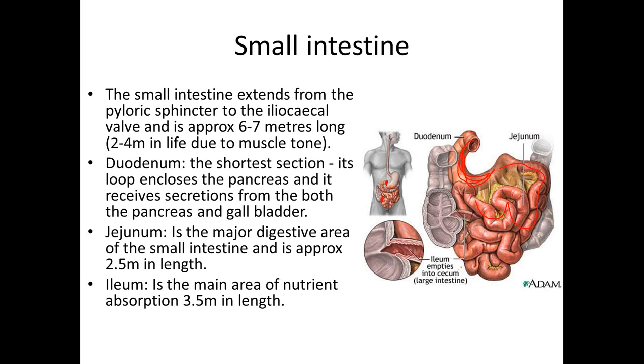The next part of the small intestine is the ileum. And the ileum is the main area of nutrient absorption. So the jejunum is digestive and the ileum is absorptive. So that's the small intestine. So let's have a look first of all at the processes of digestion.